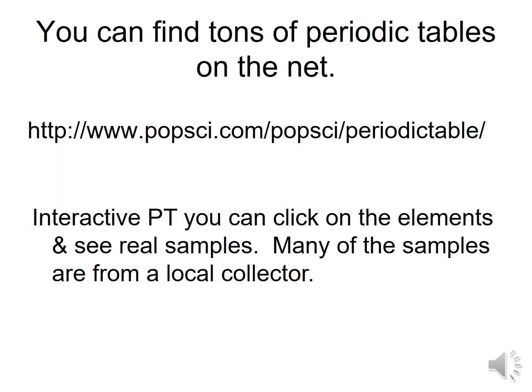You can find tons of periodic tables on the internet. Here would be a place you might go to this website. There are interactive periodic tables where you can click on elements and see real samples. There's a local collector from the Wolfram software company. Wolfram is actually an element name for tungsten. There's a man who works at Wolfram who has a collection of elements, and Wolfram on its website has pictures of the elements. You can click on the element on the table and see a picture of a real sample.